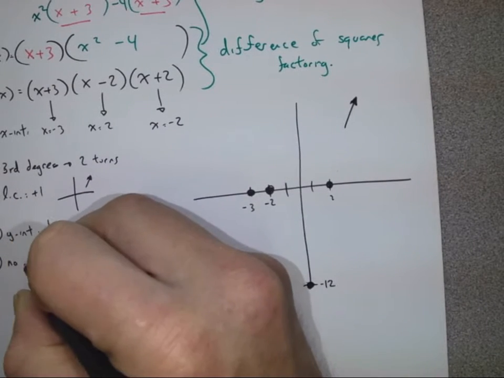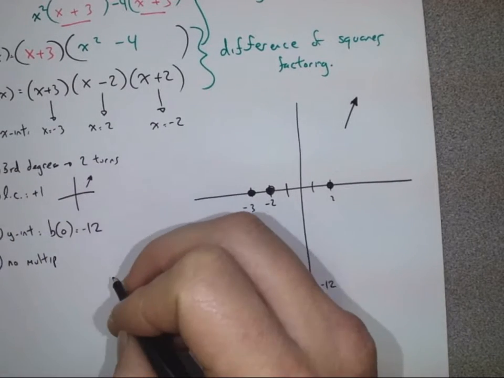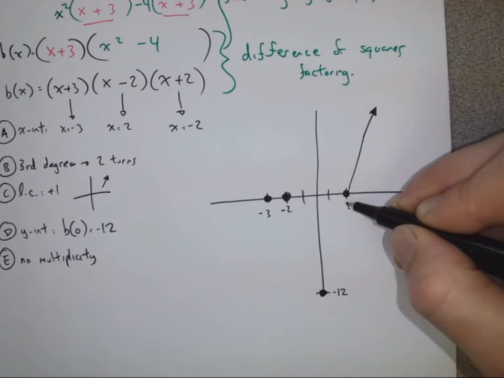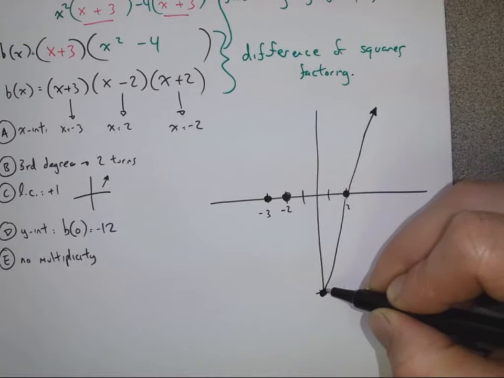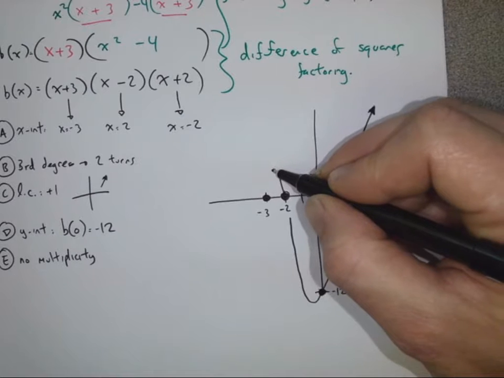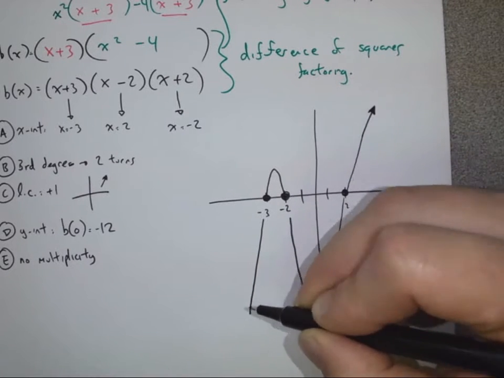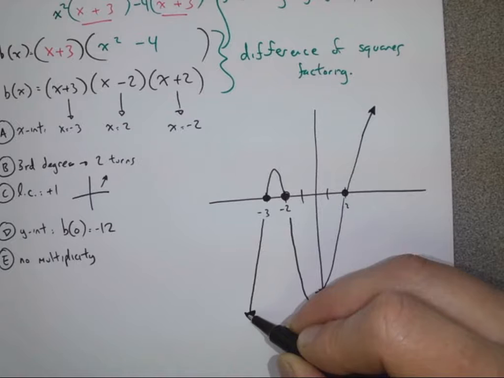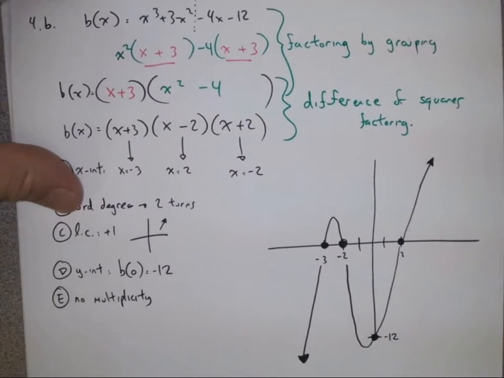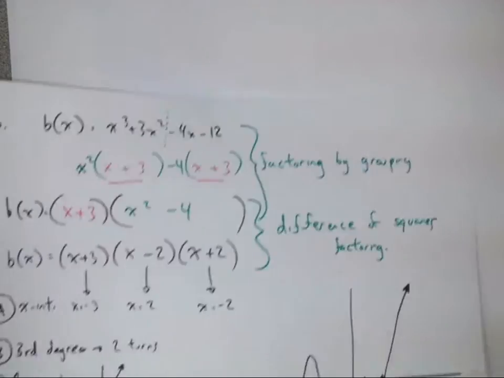Just as a reminder, there is no multiplicity. So that means we're going to connect our dots and really just come down like this. It could come down a little lower, we're not sure. It doesn't have to change direction when it hits a point. And comes down like so. And again, we got away without doing any gross polynomial factoring. And there's our 4b. Okay. So let's move on to 4c.